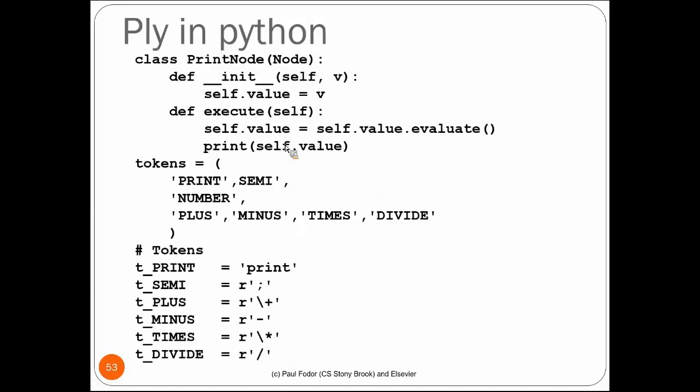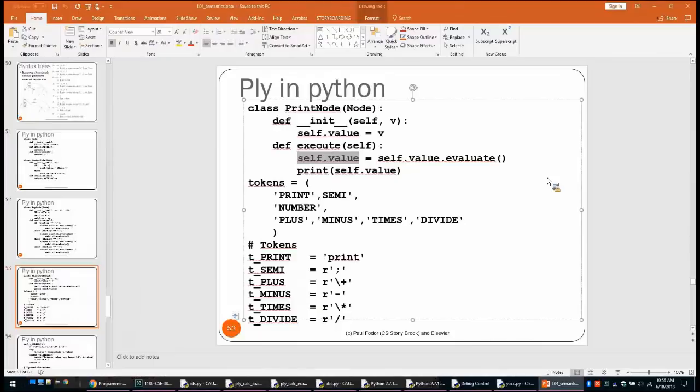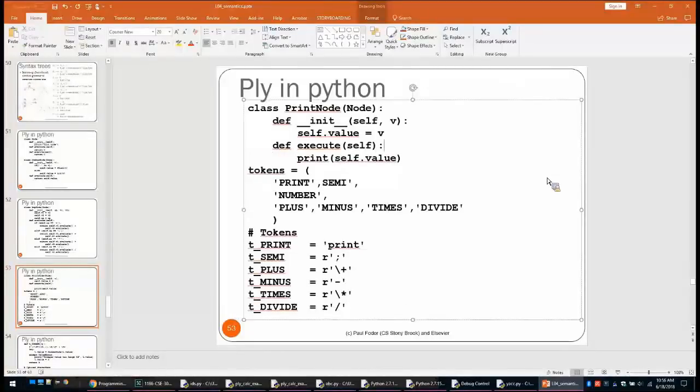Okay, so a print node is again initialized with the value that gets printed. Again, we don't evaluate it on the spot. We leave it for later. When we evaluate that value, we actually print the value. And the truth is that this is not totally correct because we actually assign the value back to the value. So in order to be totally correct, we should just print the value that we evaluate without assigning it back, because again, this can be part of a loop. So I'm going to do it on the spot. We print the value that gets evaluated.